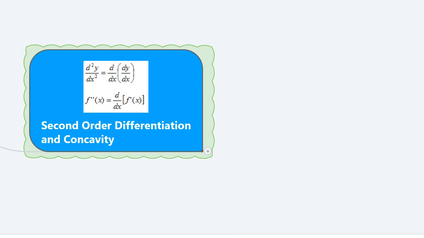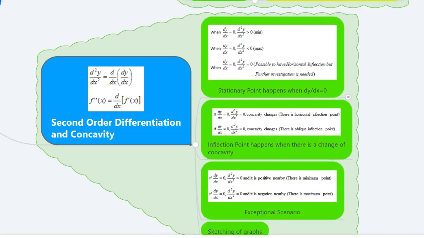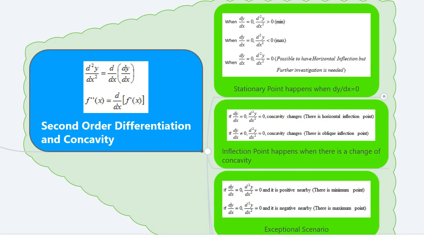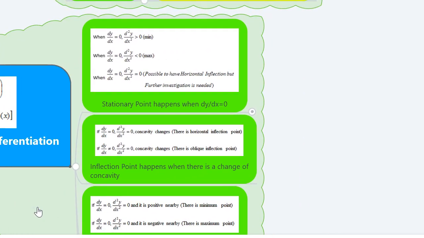Next, we have second order differentiation and concavity. We know that if we differentiate the first derivative one more time, we will get the second derivative. Under this subtopic, we learn about stationary point. We know that stationary point happens when the first derivative equals 0.